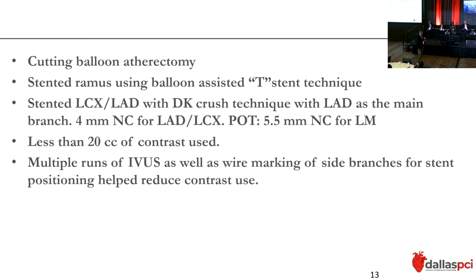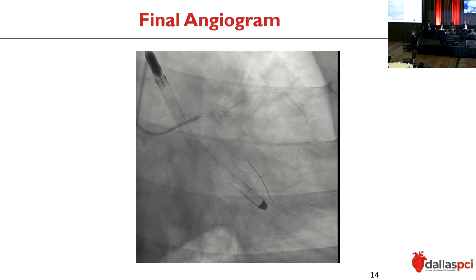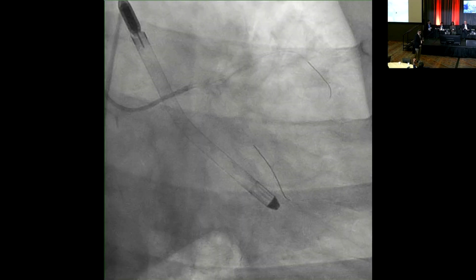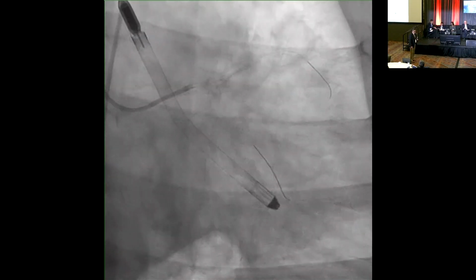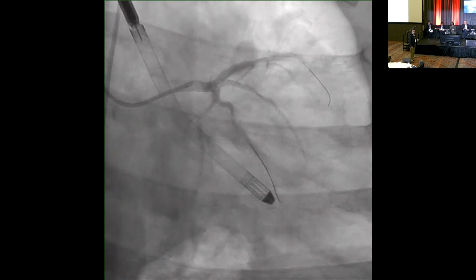Kissing balloon with 4 millimeter NC in both LAD and circ. POT was done with a 5.5 millimeter NC balloon. Total contrast was less than 20 cc. Multiple runs of 5 was used. So these are the final angiogram. Yeah, perfect. I mean, this is an excellent result.